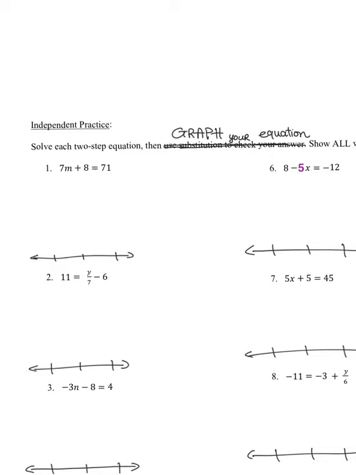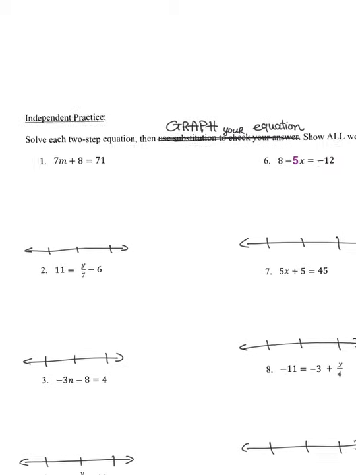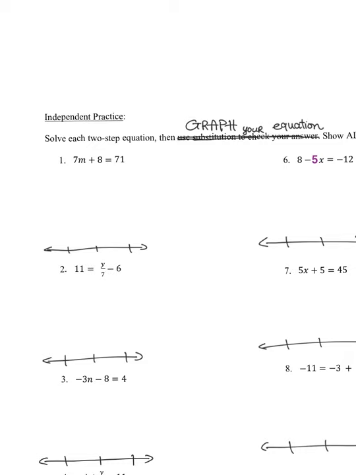Today we're going to practice solving each two-step equation and then graph your equation. Make sure you show all your work. So number one, I have 7 times m plus 8 equivalent to 71. So I draw the line.